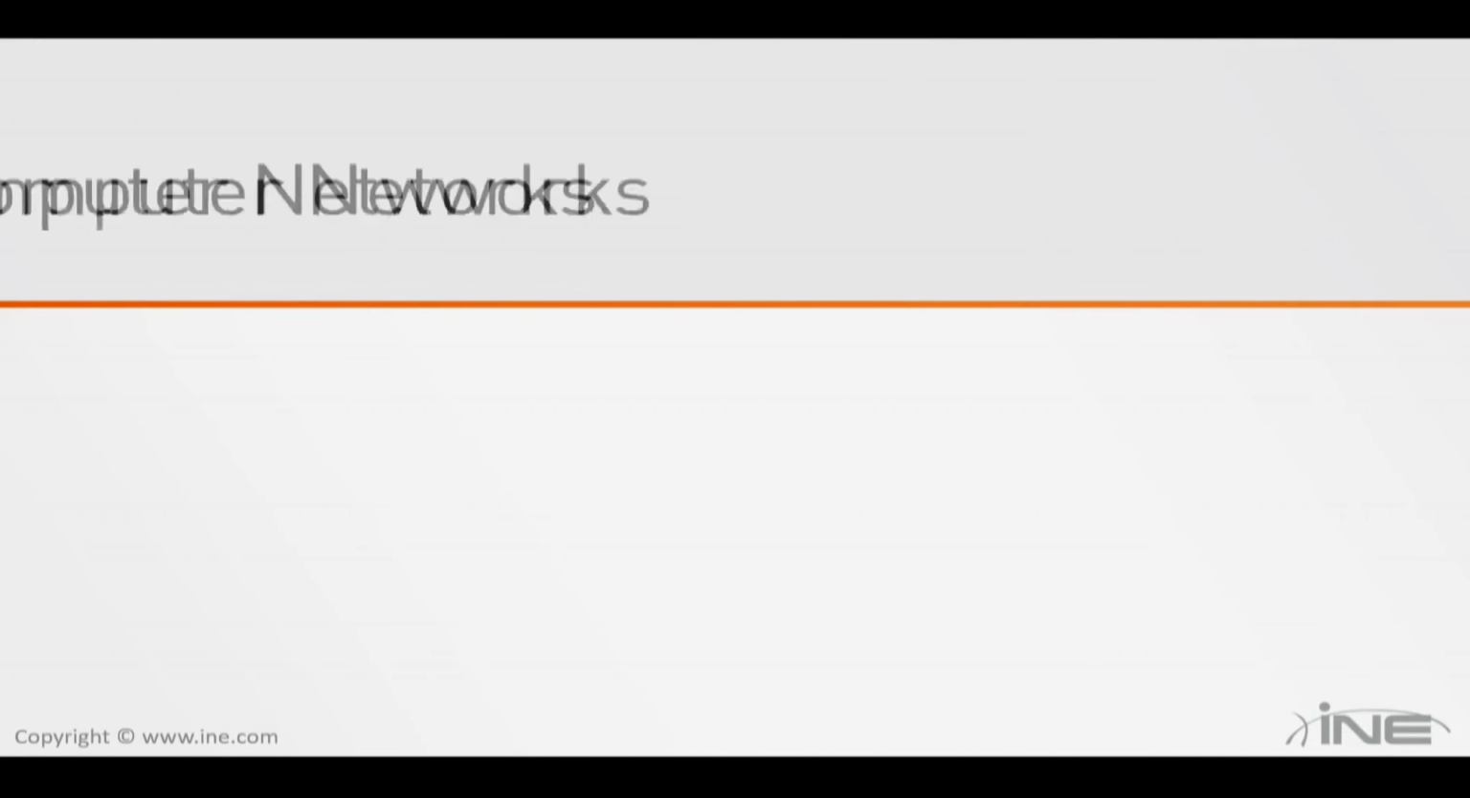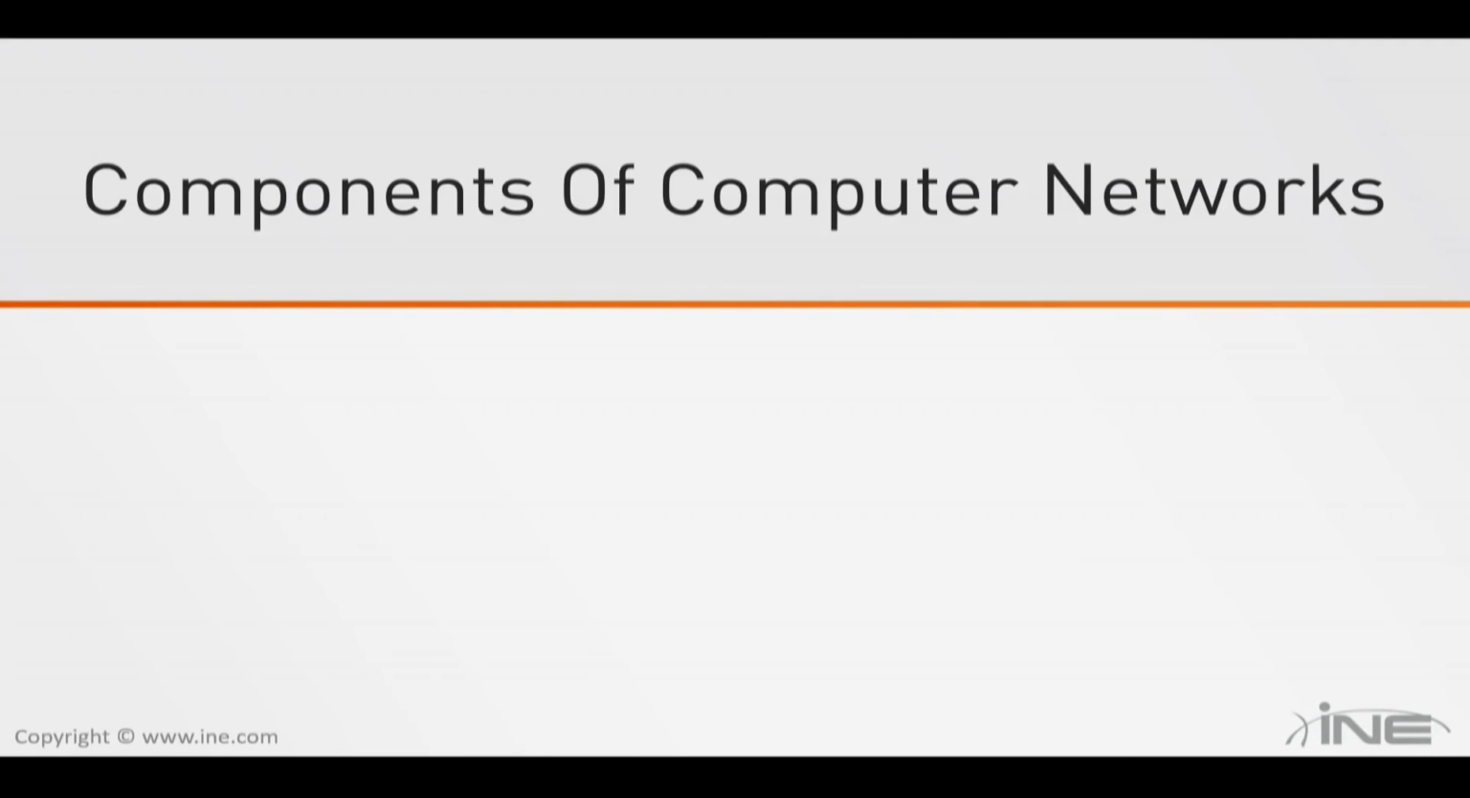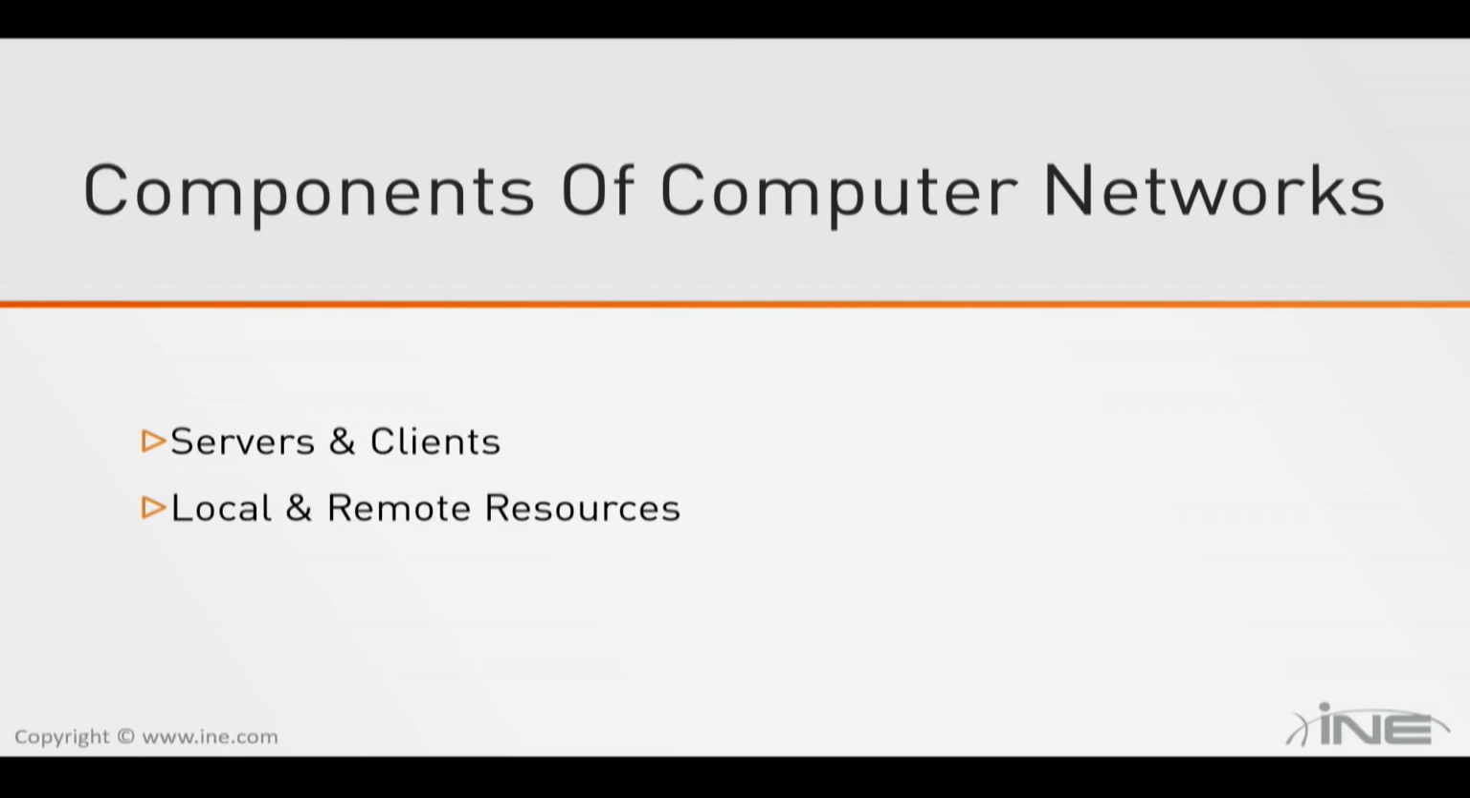So in this next section, we're just going to talk real briefly about the components of a typical computer network. We're going to dig a little bit more deeply into what are these things called servers and clients, what are some examples of local and remote resources, and what are some other common networking components. So we'll look at all that.